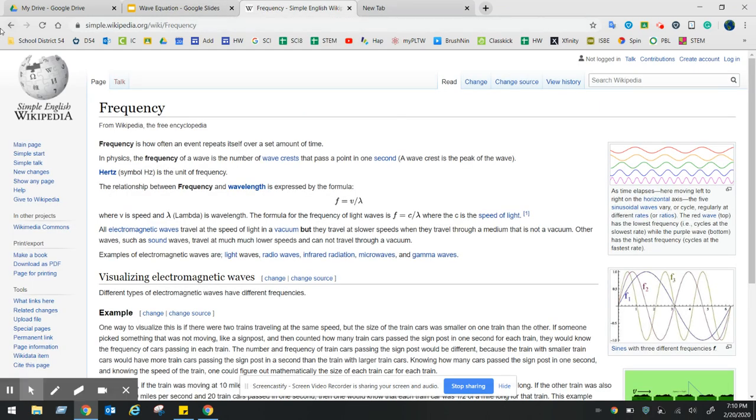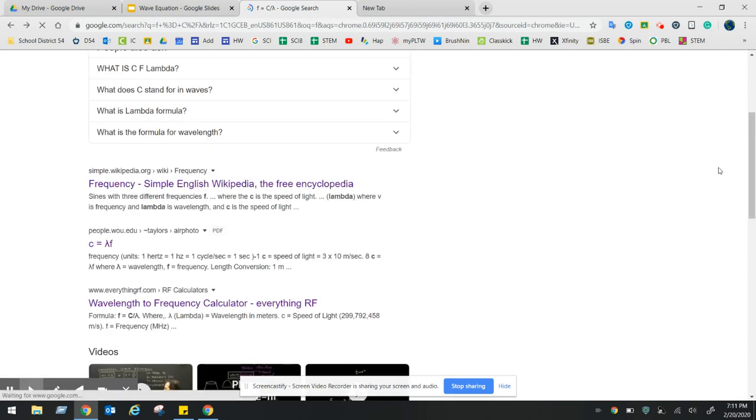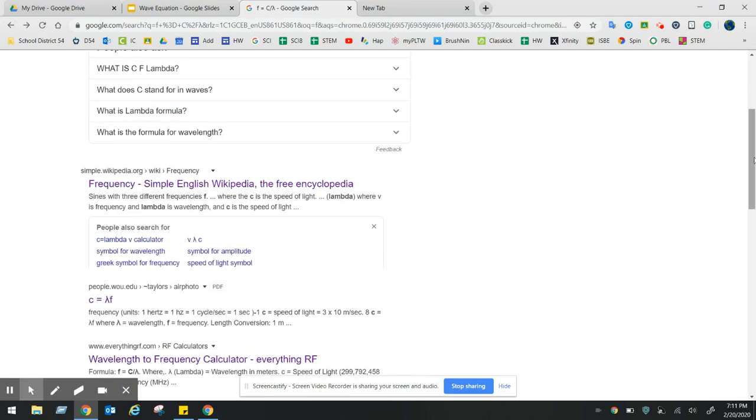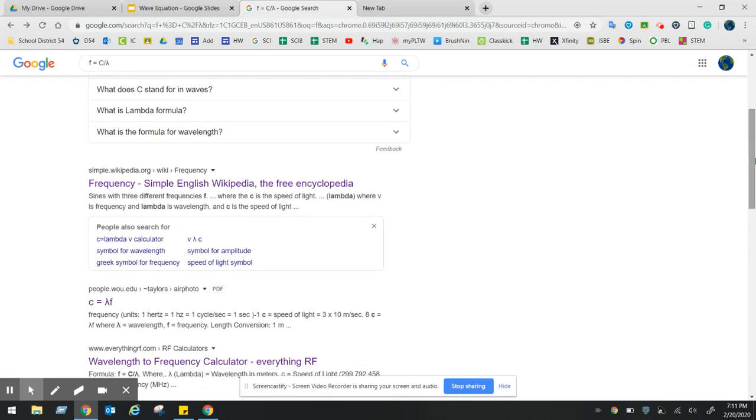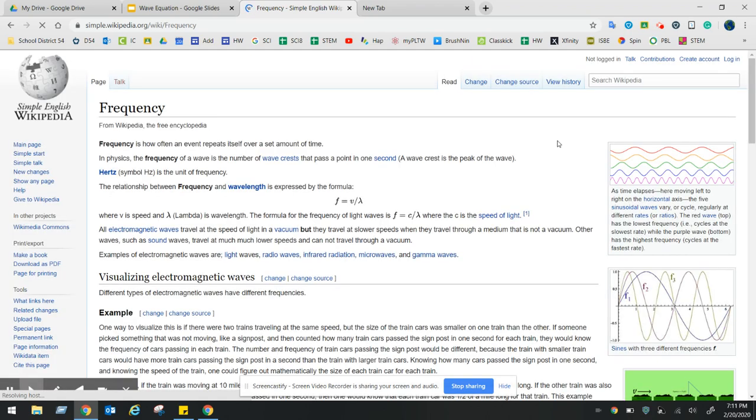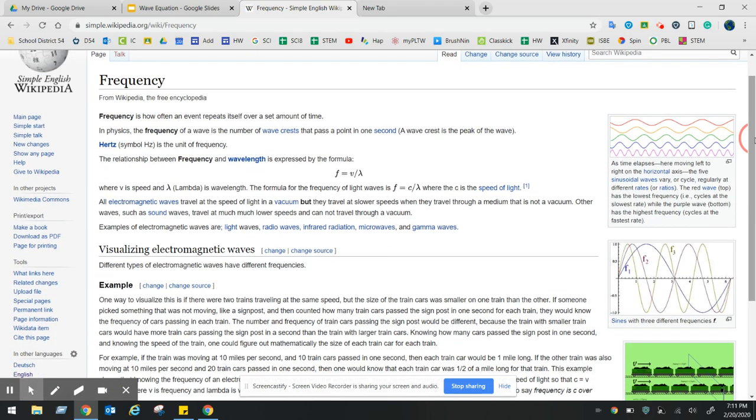I've put this in a search bar and looked it up, and there's obviously tons of information that becomes available. I have clicked on one of these and explored it a little bit further, and this particular site gives us some good information. First of all, you already know what frequency and wavelength are. Lambda stands for wavelength.